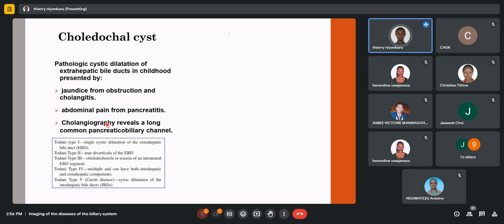Another congenital condition is the choledochal cyst, a pathological cystic dilatation of the extrahepatic duct in childhood, meaning in infants. The clinical findings will be jaundice, which will be due to obstruction or cholangitis. A patient will present with abdominal pain, and cholangiography will reveal a common pancreatobiliary channel. It has four types.